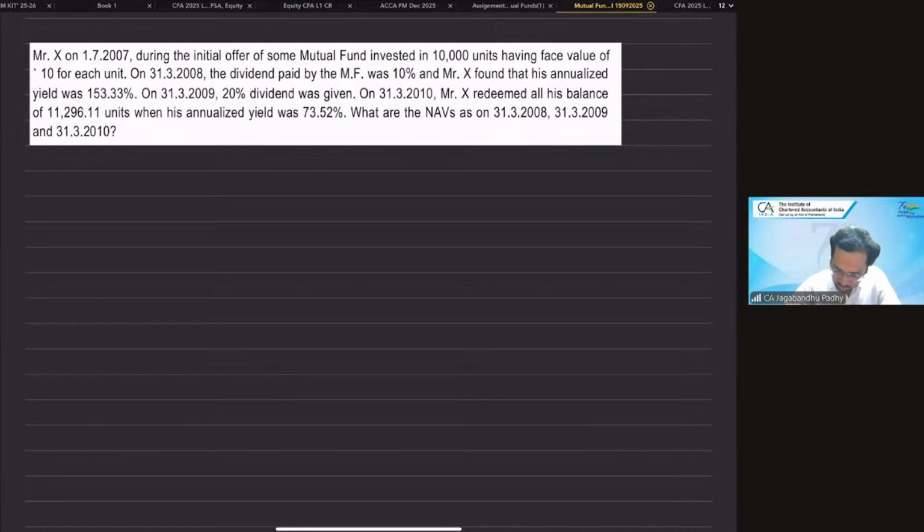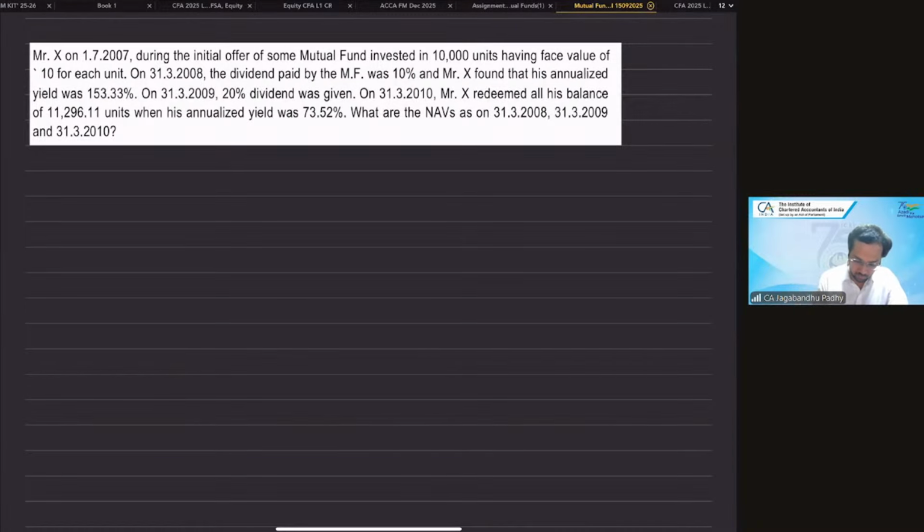Mr. X on 1/7/2007, during the initial offer of some mutual fund, invested in 10,000 units, having a face value of ₹10 for each unit. On 31st March 2008, the dividend paid by the mutual fund was 10%, and Mr. X found that his annualized yield was 153.33%. So at that time, the annualized yield was 153.33%.